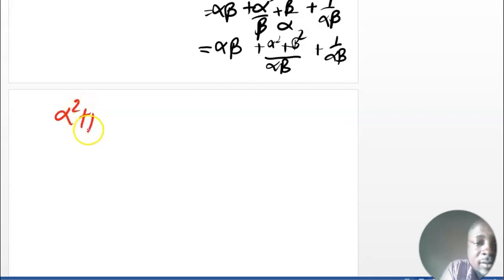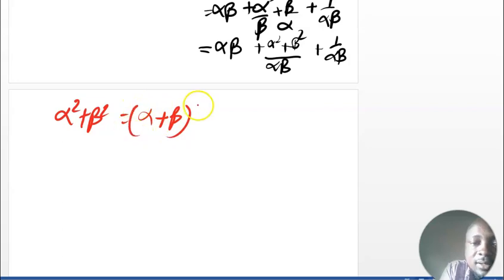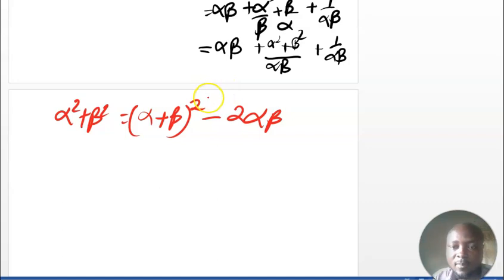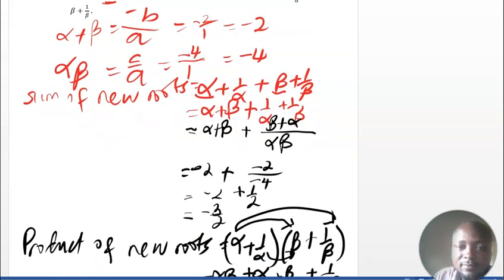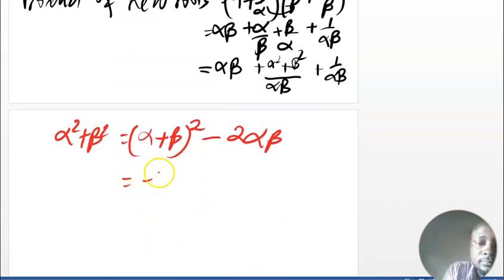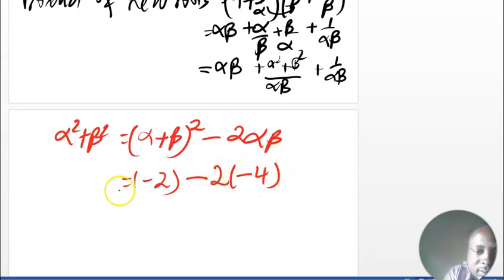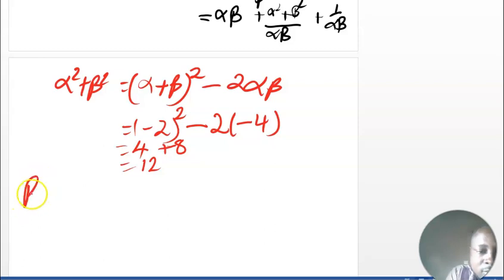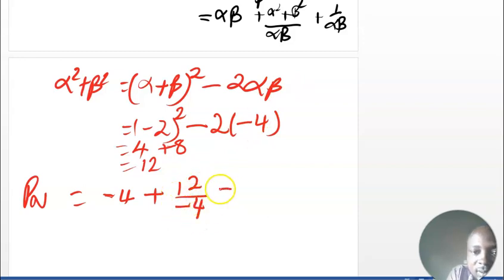our alpha square plus beta square, which is alpha plus beta, all that squared, minus 2 alpha beta. Okay, now we obtain the value of alpha plus beta here, -2, and alpha beta is -4. So -2 squared is 4. 4 minus 2 times -4, that is 8. So 4 plus 8 here gives us 12. So our product of new roots will be alpha beta, that's -4, plus alpha square plus beta square, 12, divided by alpha beta -4, plus 1 over alpha beta.